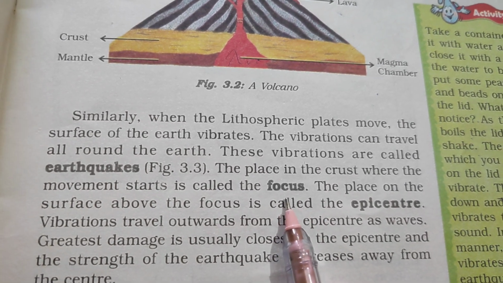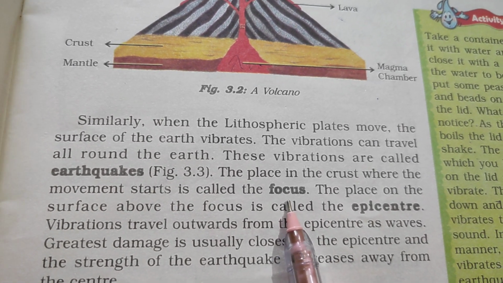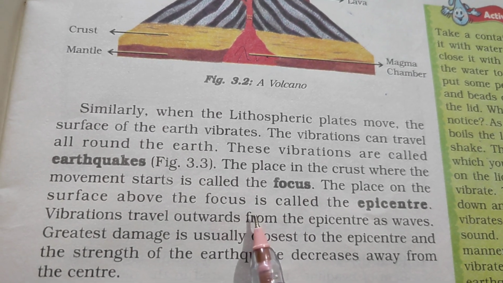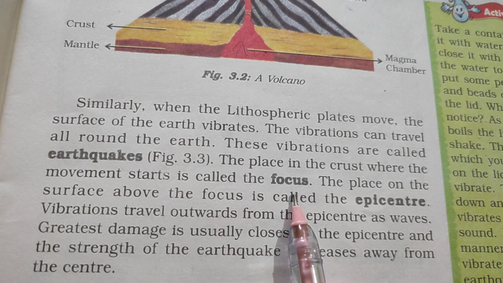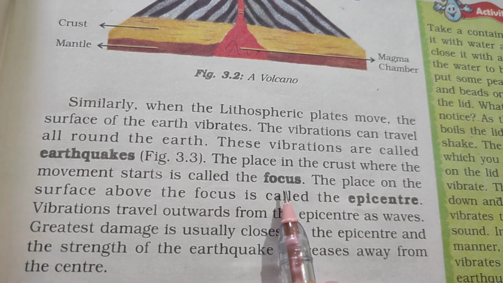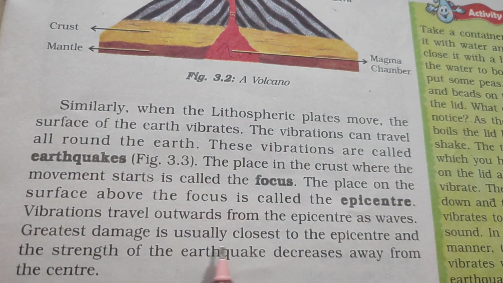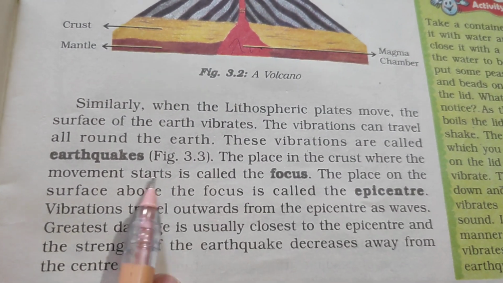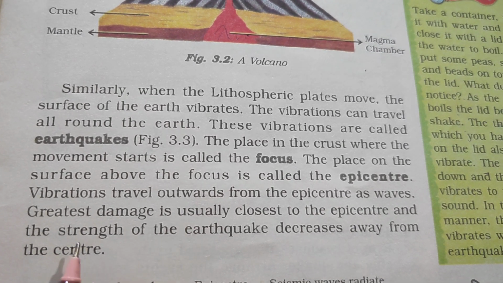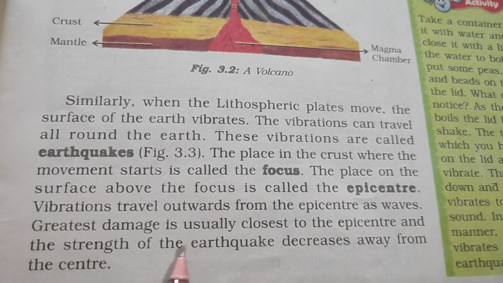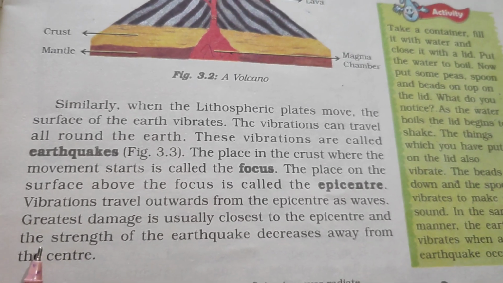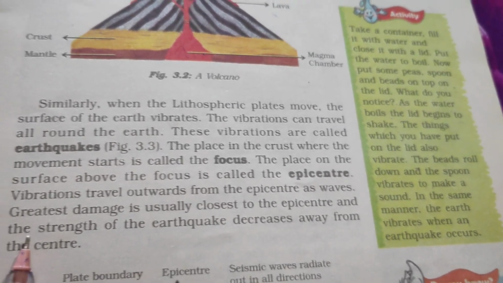The place where the movement starts is called the focus, and just above the focus, perpendicular to the focus on the surface, there is a point called the epicenter. Vibrations travel outward from the epicenter as waves. The greatest damage is usually closest to the epicenter, and the strength of the earthquake decreases away from the center.